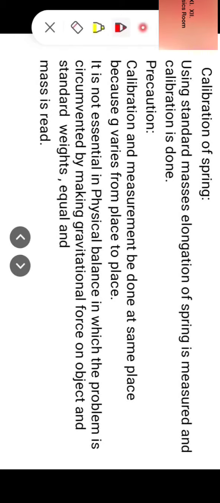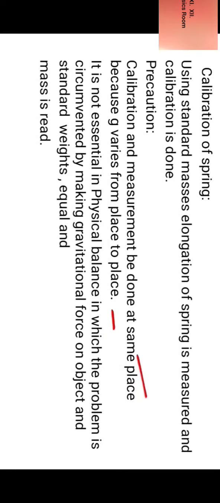I repeat, calibration and measurement must be done at the same place, because g varies from place to place. It is not essential in a physical balance, in which the problem is circumvented by making the gravitational force on the object and the standard weights equal, and then the mass is read.